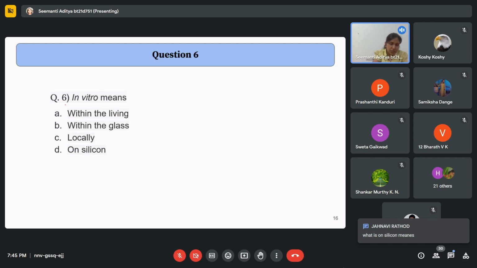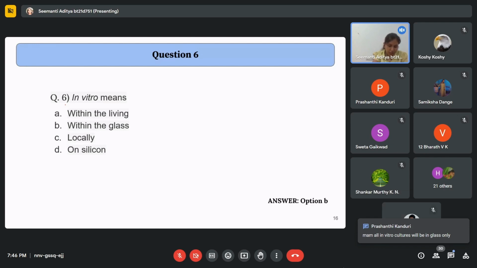So on silicon means some lab-on-chip methods. If some kind of silica coating or silicon material is present, then you can grow cells on it. But I don't have much idea about what kind of cells or what kind of growth happens there. So now, go to the next question.